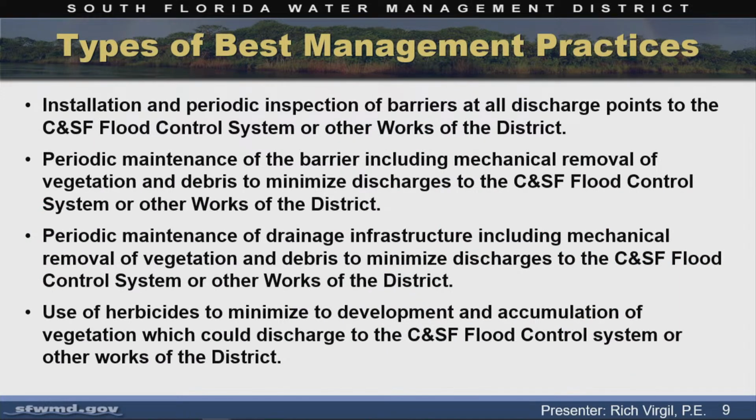Then we would just get into what we consider to be best management practices, which would be the installation and periodic inspection of barriers at all discharge points, periodic maintenance of the barriers, including mechanical removal of vegetation and debris to minimize discharges, periodic maintenance of drainage infrastructure, including mechanical removal of vegetation and debris, and potentially even the use of herbicides to minimize the development and accumulation of vegetation within their system prior to discharge.